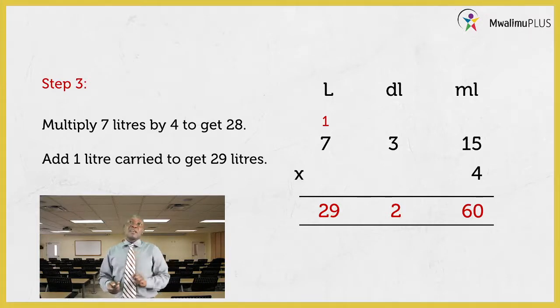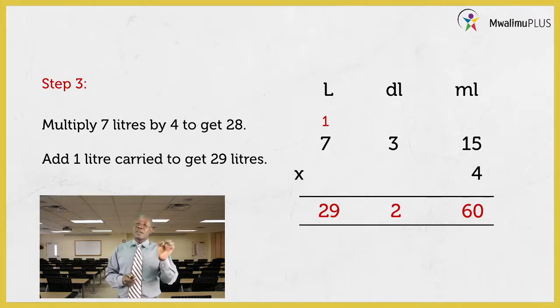And remember, we are not going to write 28 because we carried 1 liter when we converted that dl to liters. It gave us 1 liter. So we are going to add 1 to 28. That's why we have recorded 1 on top of 7 in a different color, to remind us that we have 1 liter that we carried from the other side. So we are going to add 1 liter carried to get 29.